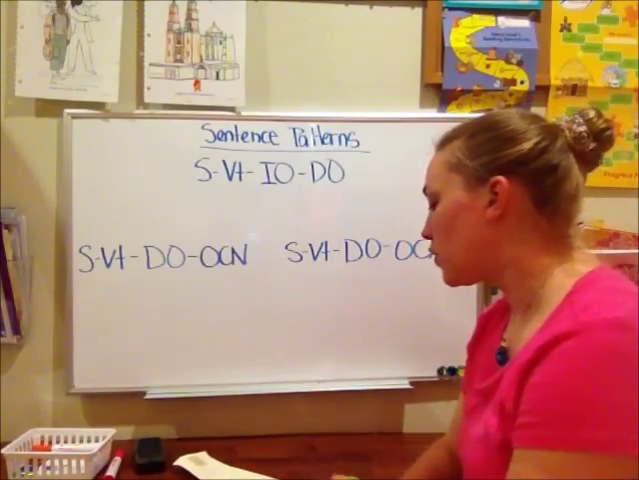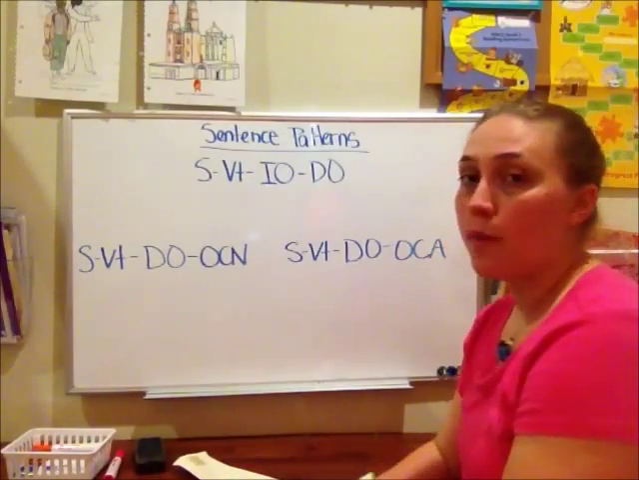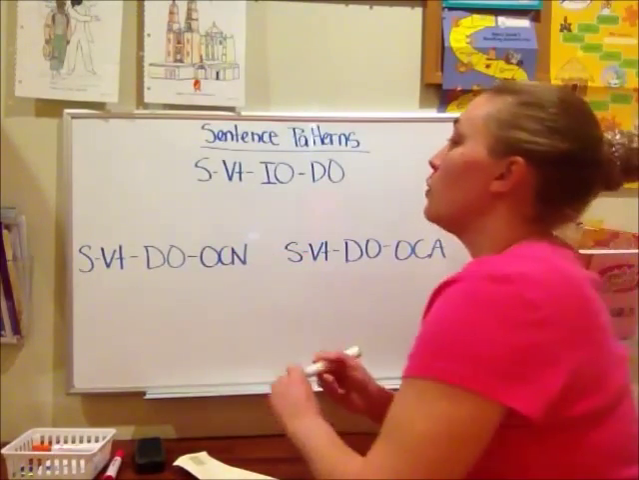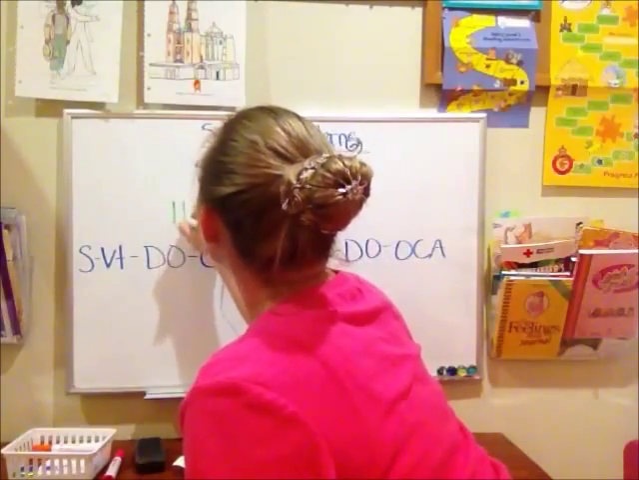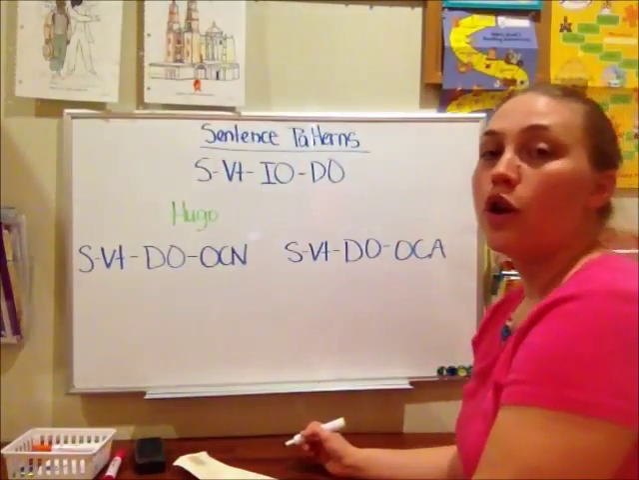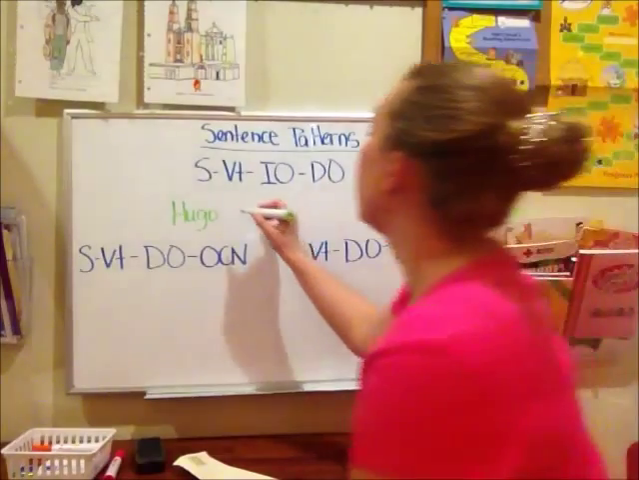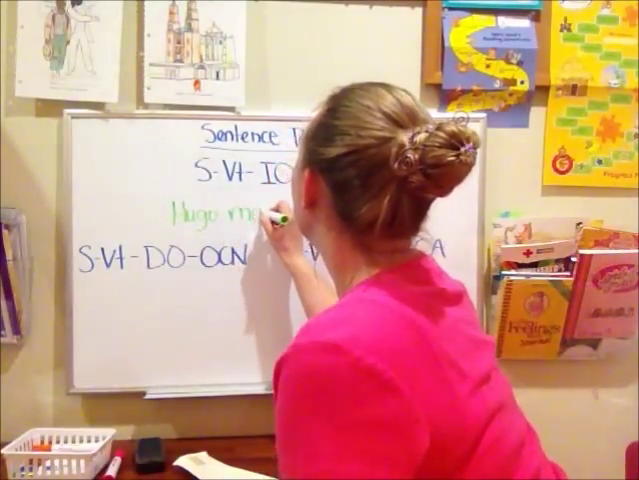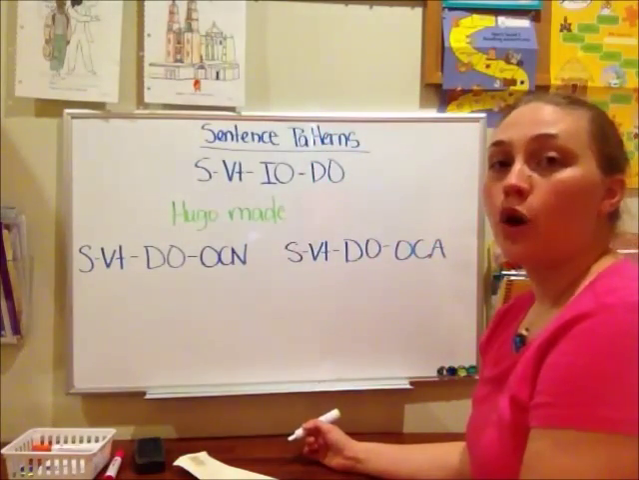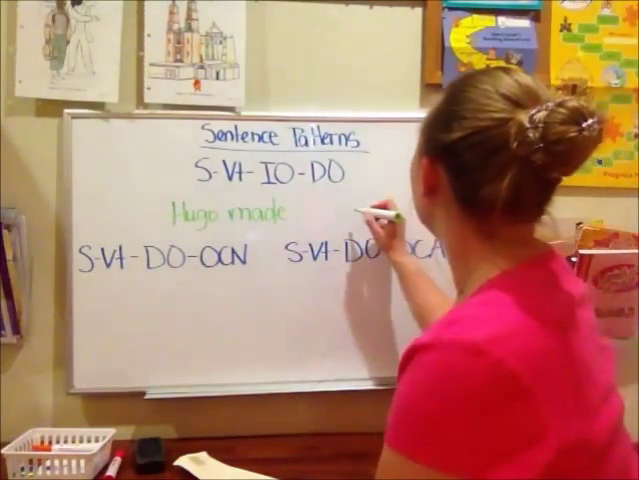So for this part of our story, we're going to start with Hugo made himself coffee. So who or what is the subject? Hugo. What is being said about Hugo? Hugo made. Made is our verb. What did Hugo make? Hugo made coffee.